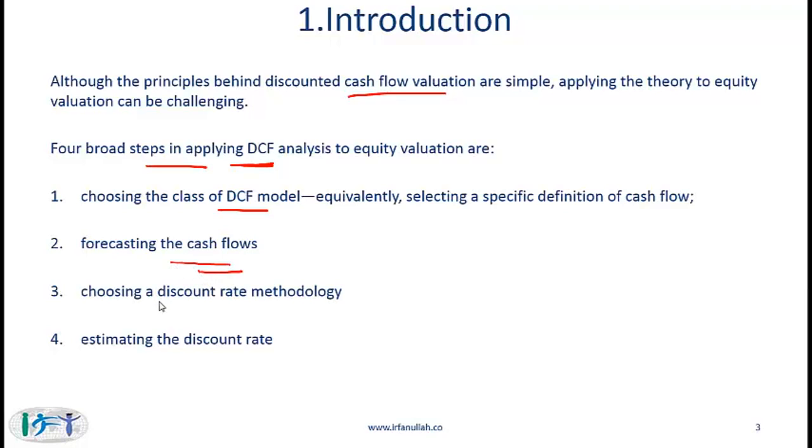Next, you select a discount rate methodology. What this means is that you have to come up with a discount rate, but what process will you use to come up with the discount rate? You could either use CAPM, or you could use a multi-factor model, or you might use some other model, and this is something that we have studied in an earlier reading. And then once you've decided on the model, then you need to use that model or set of models to come up with the discount rate.